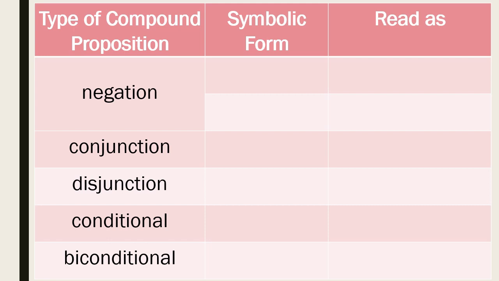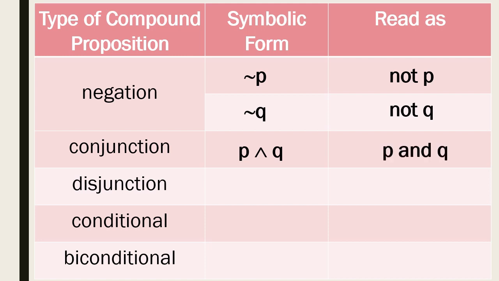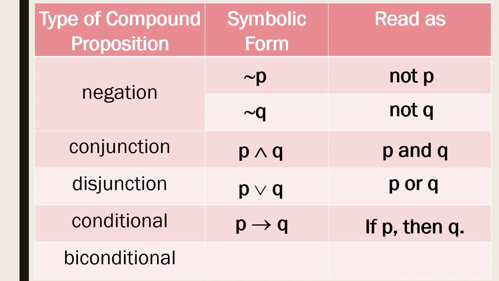So here are the types of compound propositions. Let us express it in symbolic form and determine how it's being read. This is read as not P, and this is read as not Q. For conjunction, this can be read as P and Q. For disjunction, this can be read as P or Q. For conditional, P implies Q, that can also be read as if P then Q. For biconditional, this can be read as P if and only if Q.